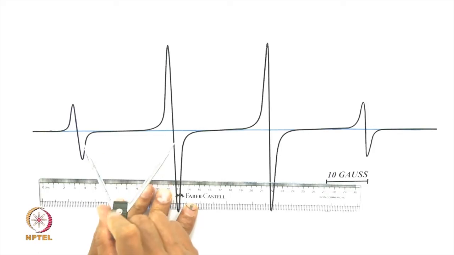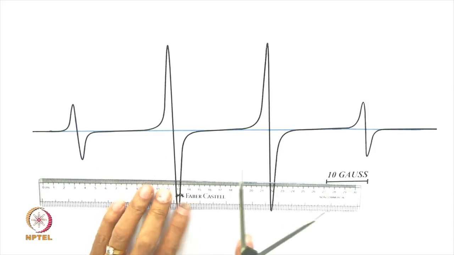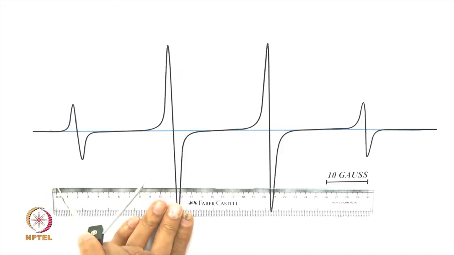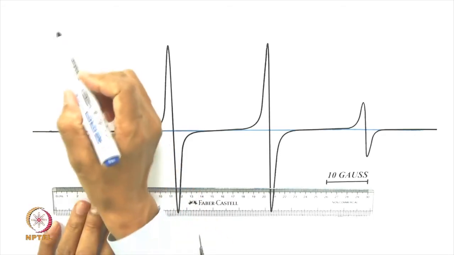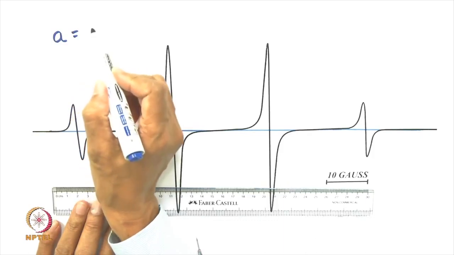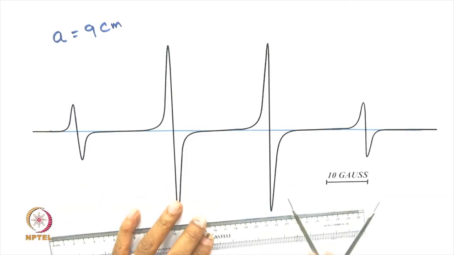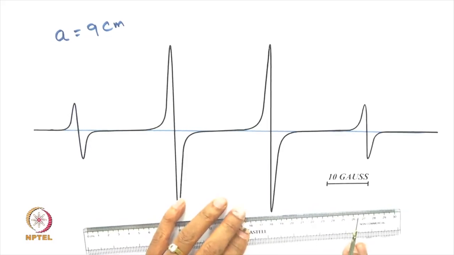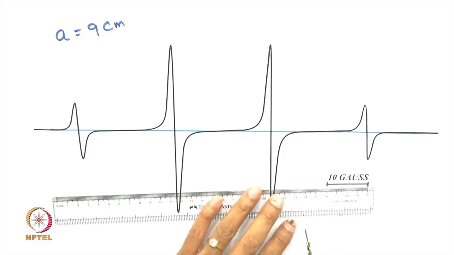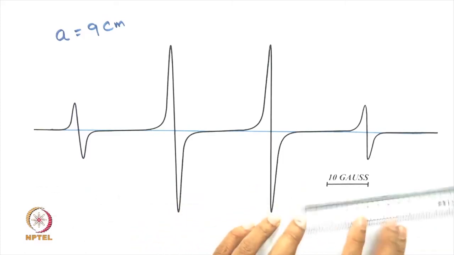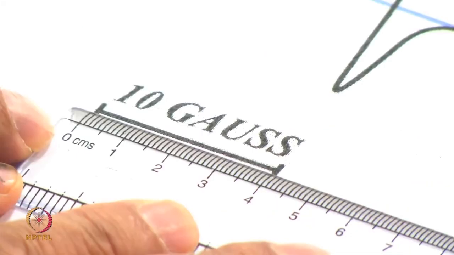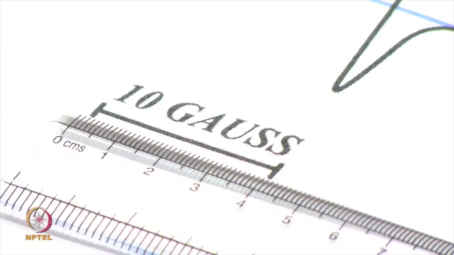So, what is the coupling constant? There is nothing but this gap. Now, what is the measure of that? Let us measure this in the scale. This is 9 centimeter. Okay. So, the coupling constant is 9 centimeter. And here is the scale of the magnetic field. So, here this length is the 10 Gauss. So, what is the length here? 4 centimeter. So, 4 centimeter corresponds to 10 Gauss.